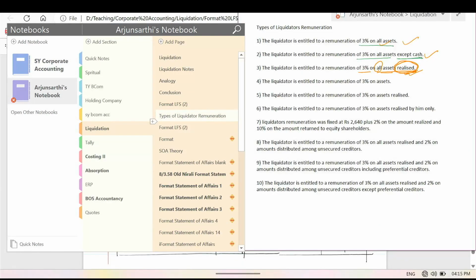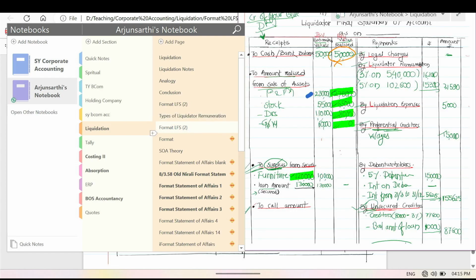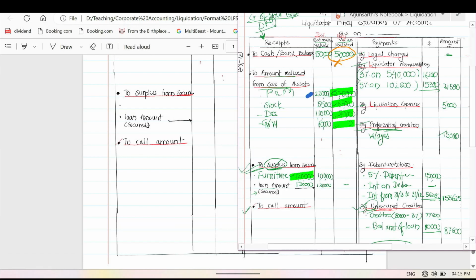Okay, now we will continue. There was some problem in the system. Entitled to remuneration of 3% on all assets realized. Here cash is in realized form, therefore don't give commission again on cash; just give commission on these assets, all of these plus this, correct.